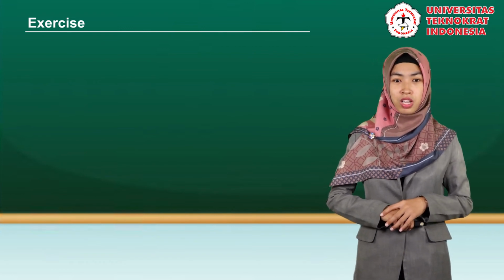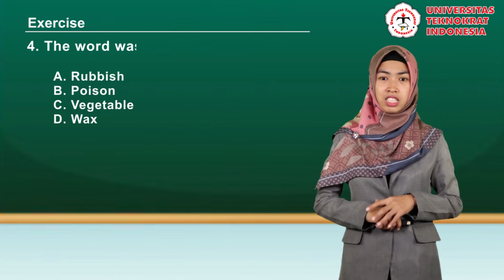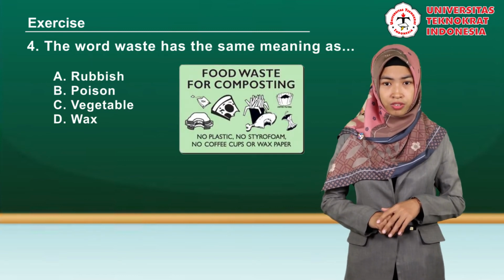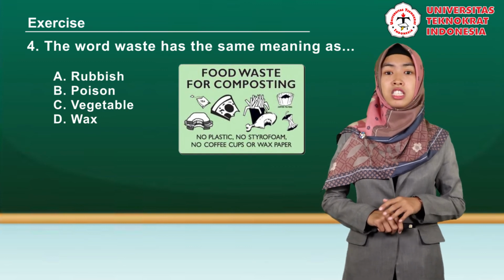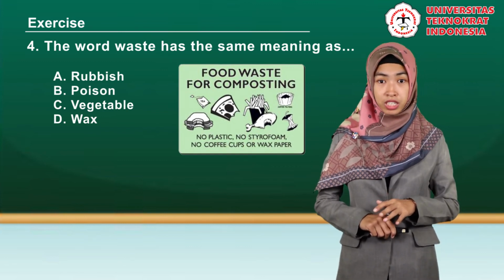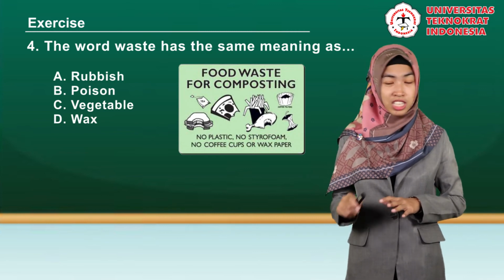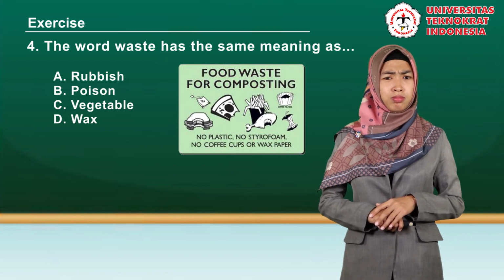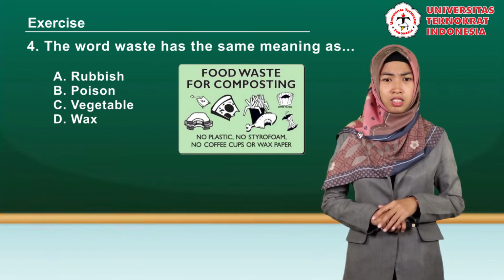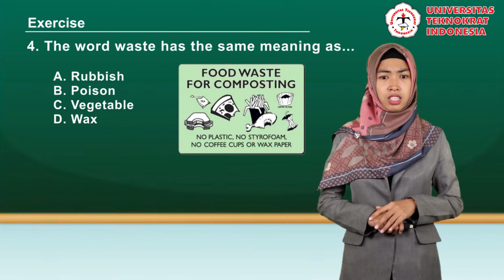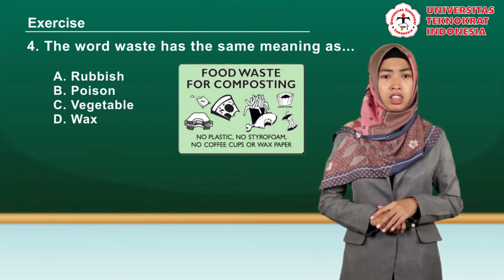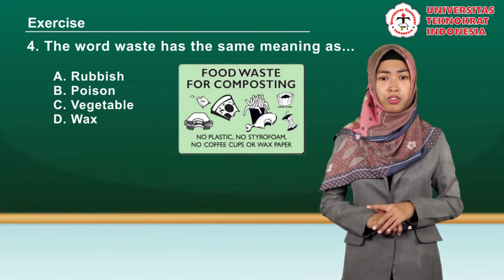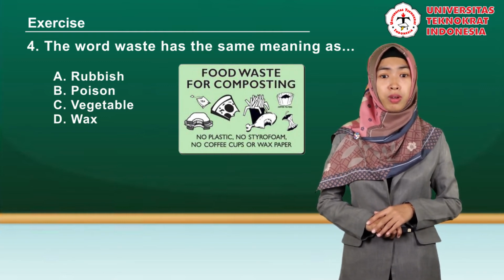Now, the fourth question. This question is a little bit different because it focuses on vocabulary. So you have to find out the similar word with the question. Just take a look at the picture. There is a lot of food here, right? There are pizza, bread, and then apple. It tells us food waste for composting. No plastic, no styrofoam, no coffee cups, or wax paper.